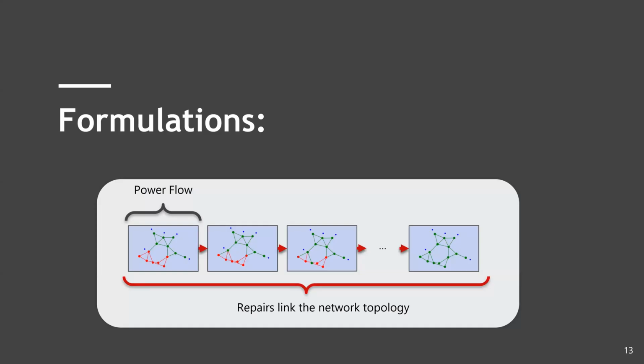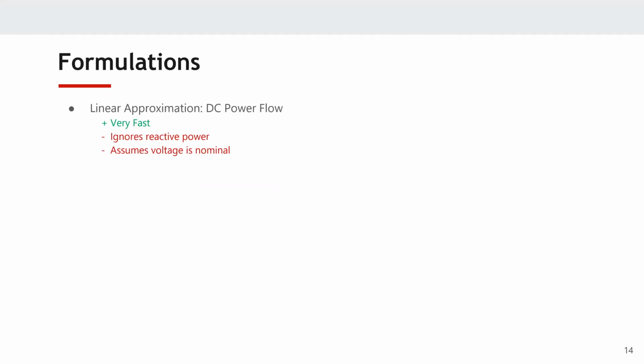On the formulation side, there are three that we consider. The first is a linear approximation, the DC power flow. This is going to be very fast, but it will make some assumptions about the network that may not hold up in a severe contingency situation like this.